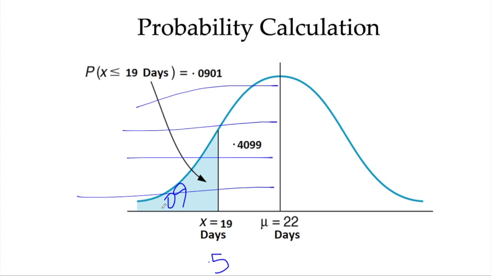You can say the total area in this particular case is 0.09. So this area is only 0.09. So we can say that this project will be completed within 19 days with a probability value of 0.09, or there is a 9% chance if we represent it in terms of percentage. So there is a 9% chance that this project will be completed within 19 days.